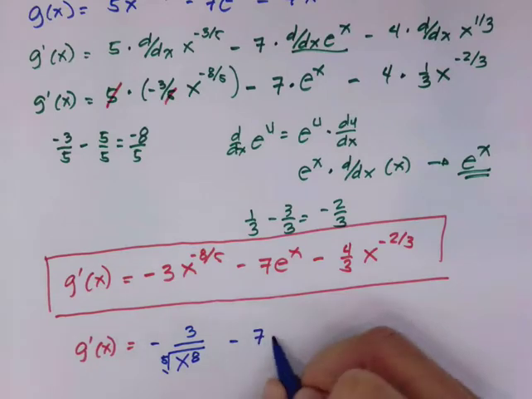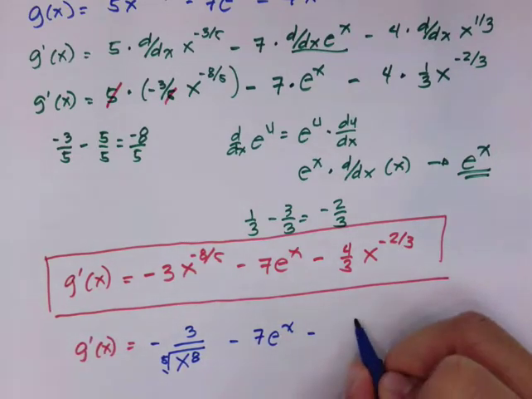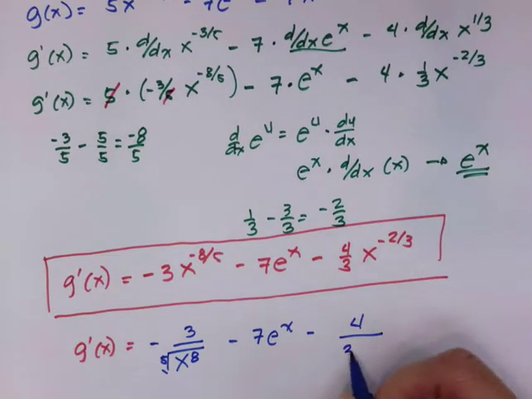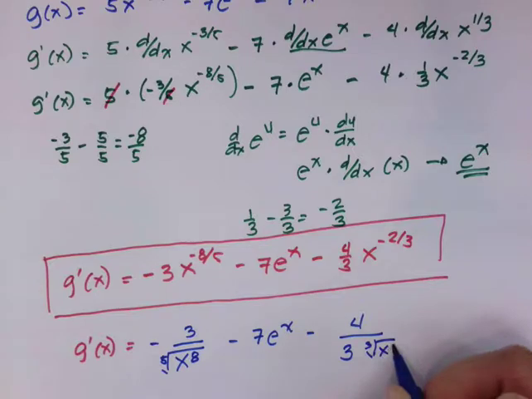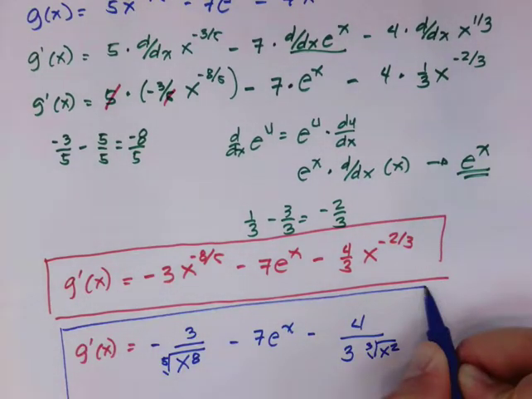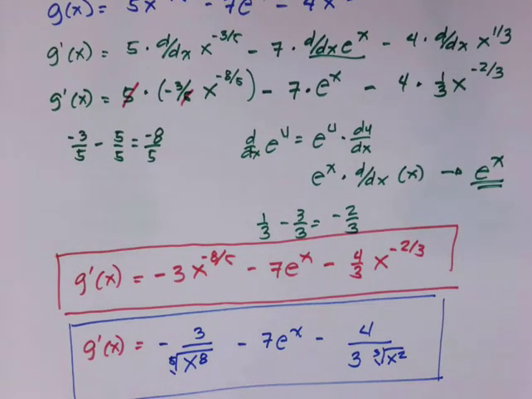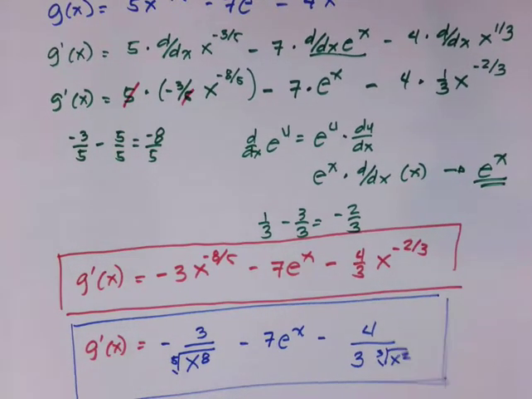This one we don't need to change, minus this one can be changed into 4 over 3 cube root of x squared. So this is another version of our derivative by simplifying it using algebra. So that's problem number 2.